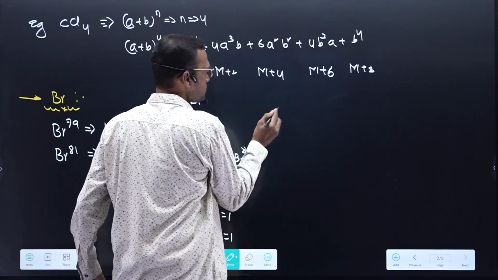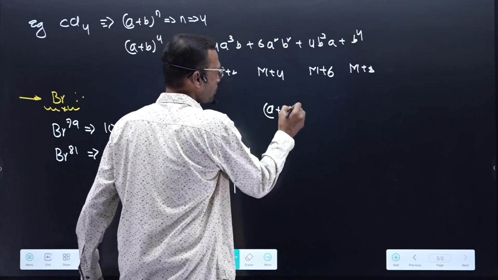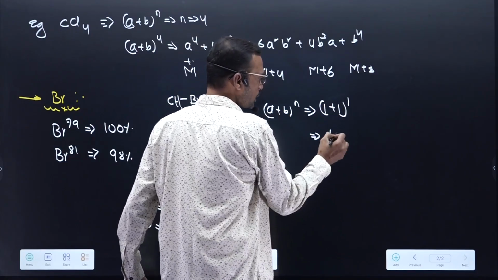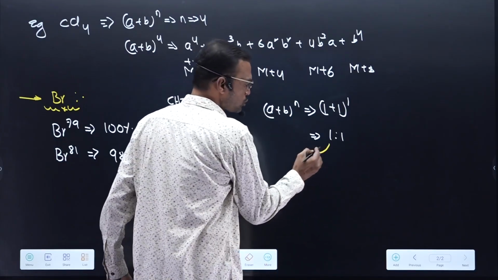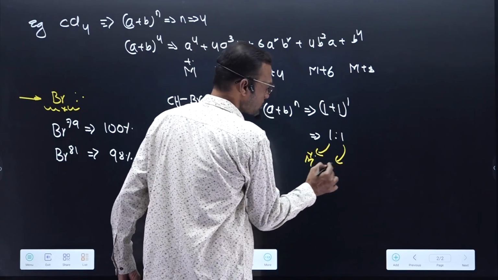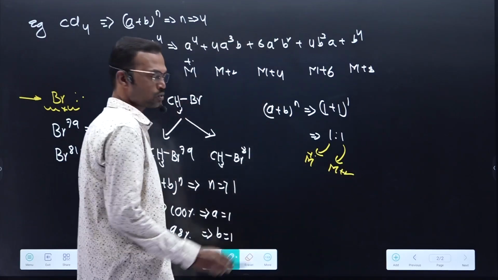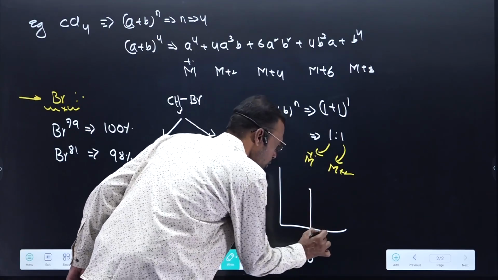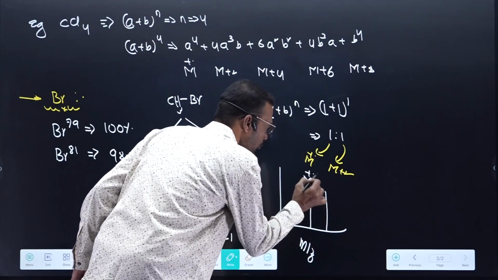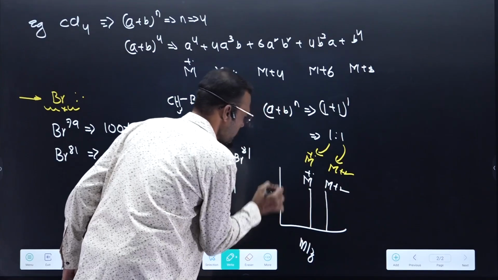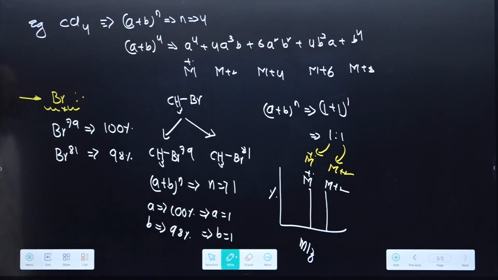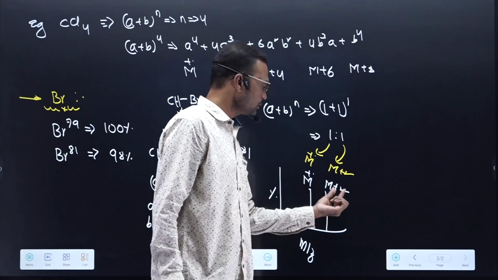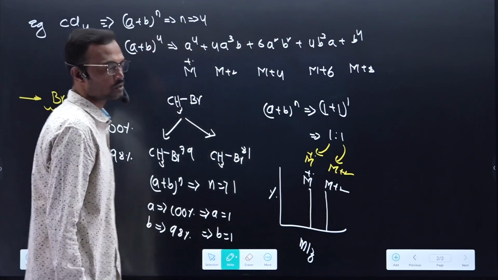If I apply (a plus b) to the power of n, this is (1 plus 1) to the power 1. So don't add these two numbers, write down the 1:1 ratio. 1:1 ratio means this is the molecular ion, and what about this? It is the isotopic ion, that is M plus 2. So now you will get two peaks like this. When one bromine is present, the two isotopes have almost the same intensity. This is the molecular ion, this is the isotopic ion, with its percentage of intensity. That's it, that is for one bromine. So when a molecule carries one bromine, you will get M plus and M plus 2 peaks having almost the same intensity.